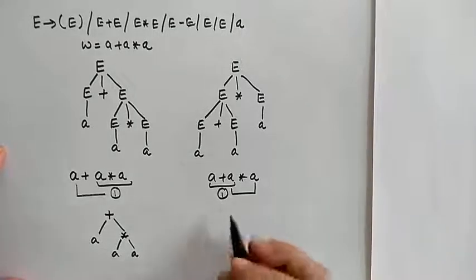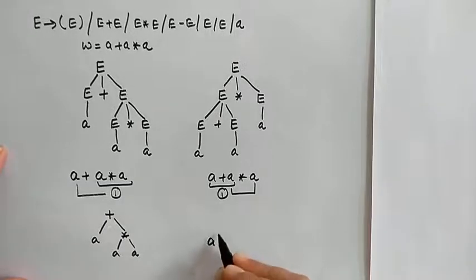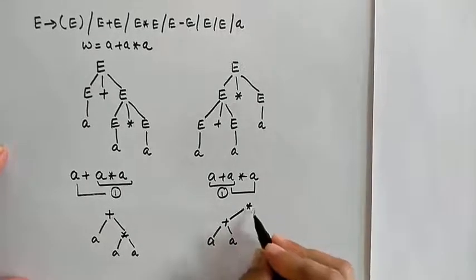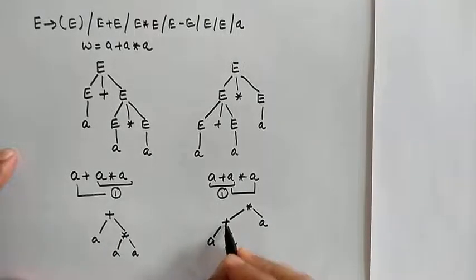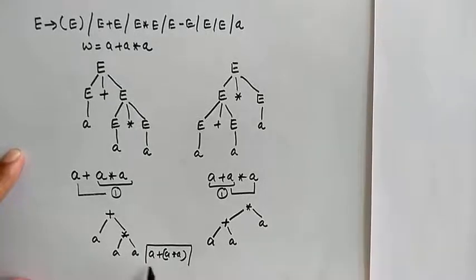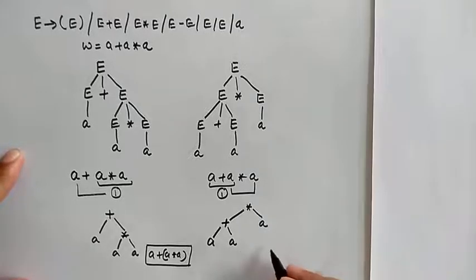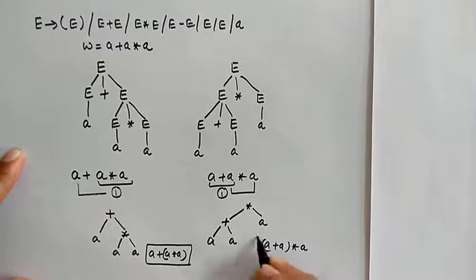And what is the meaning of this? Here you can say that A plus A is happening, then the result of this is multiplied by this A. So this is what? Like this. And this is what? Like this.